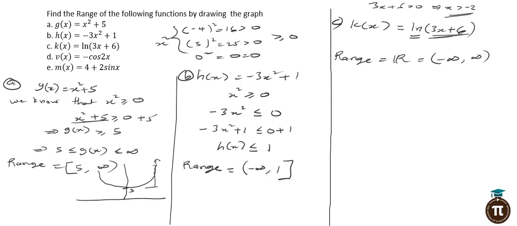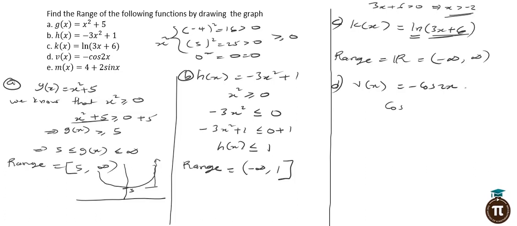Now the fourth one, v of x, that's minus cos 2x. Let us try to find the range of this value as well before we draw it.